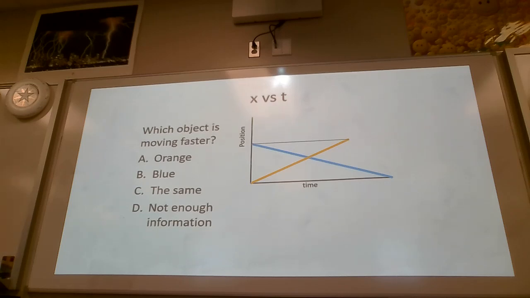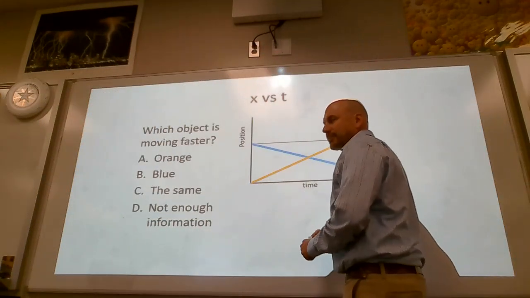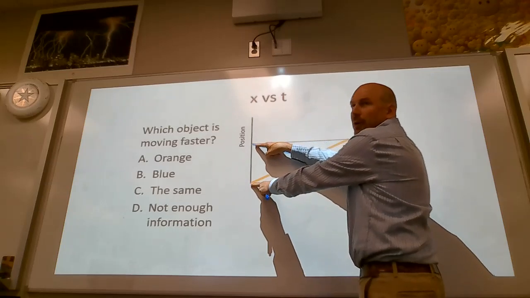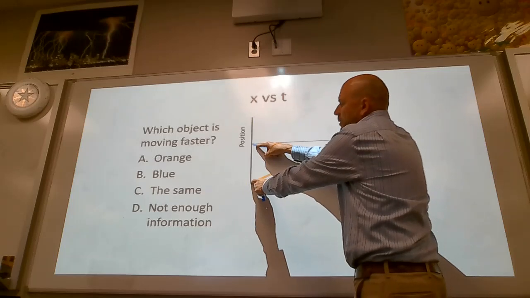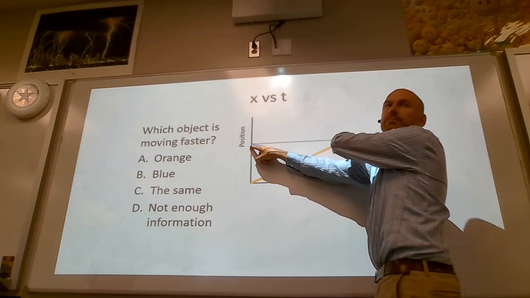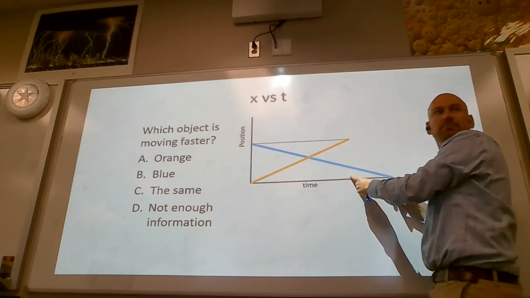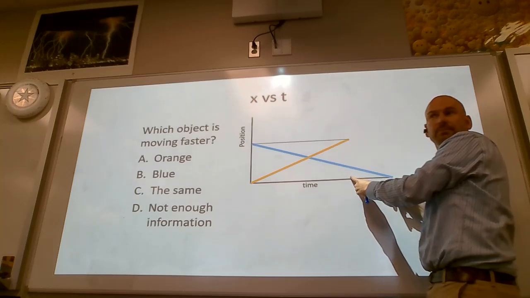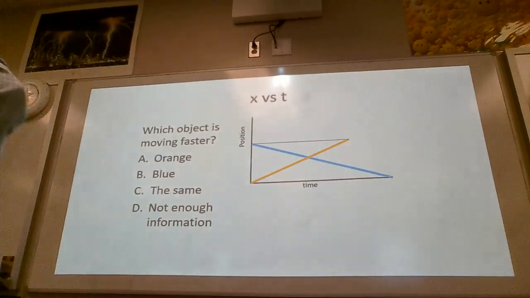Correct answer is A, orange. Here's the storyline. Ready? Blue and orange swap places on the football field. Orange goes from the 0 to here, where the blue started. Blue went from here to 0. Orange just did it in less time. Good with that? It traveled the same distance. Orange just did it faster. Good?